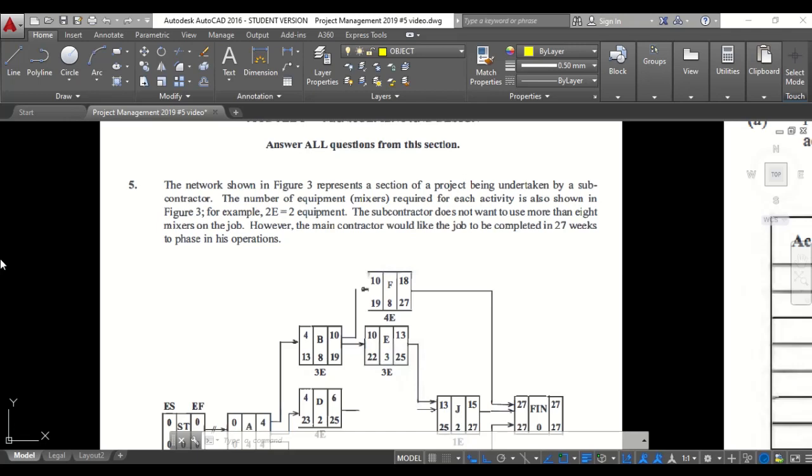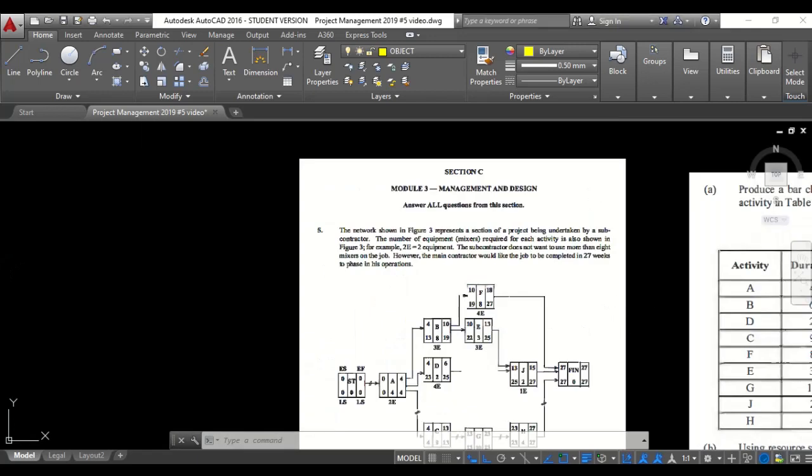The subcontractor does not want to use more than 8 mixers on the job. However, the main contractor would like the job to be completed in 27 weeks to phase in his operations. So let's now go and explore the network.